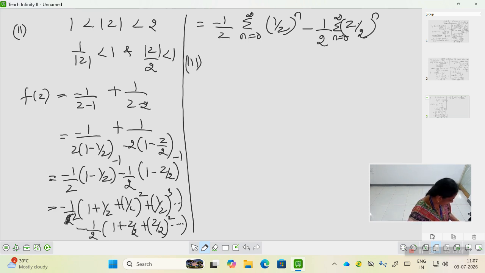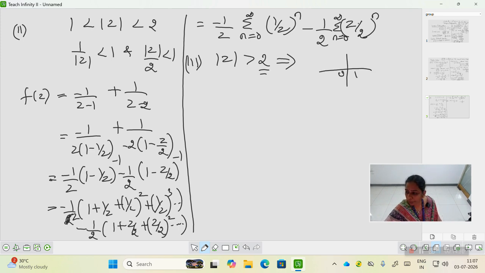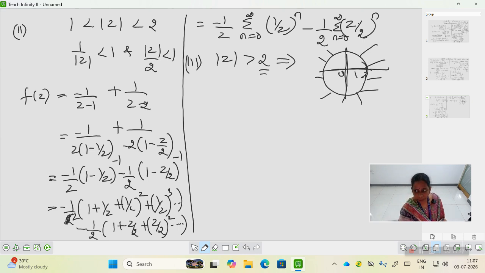Right, the last condition is this. What is the last annular region? Mod z is greater than 2. Whenever this condition is supplied, you all remember, the radius is 2 and the center is 0. So we have to find the expansion where the function is analytic, which is exterior to this circle. Can you all understand? So 0, 1, 2. This is the circle of radius 2, so I have to find the expansion of the analytic function exterior to this circle.